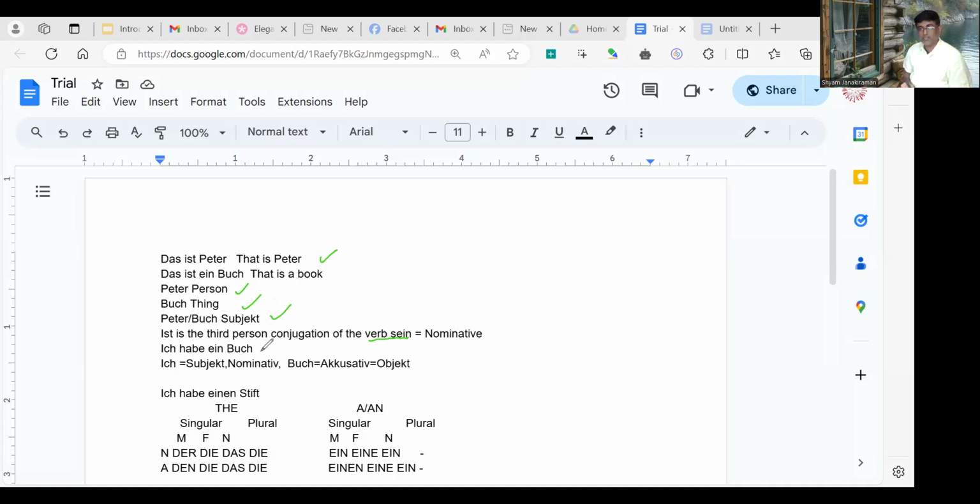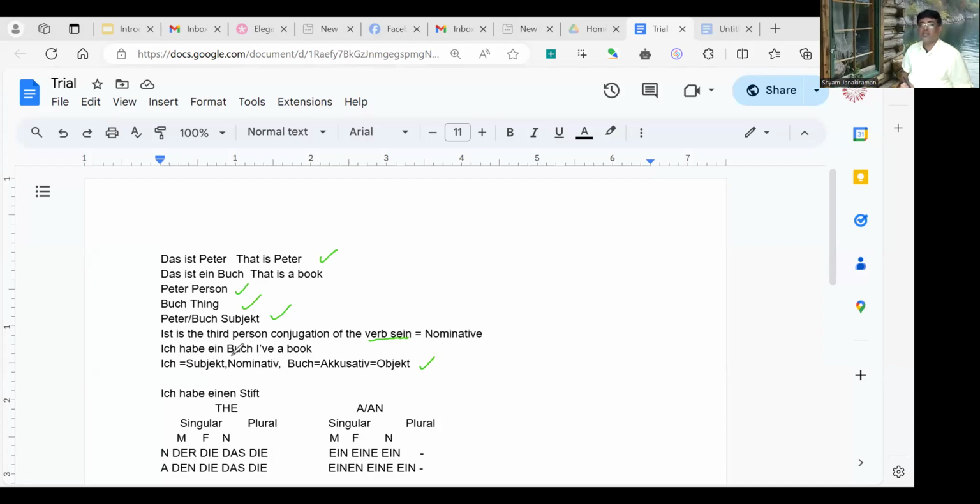Let's take another example. I have a book: Ich habe ein Buch. So in this case, I is the subject, which is nominative, and book is the object, which is accusative. So this is also considered, it's having the verb haben, which takes the accusative form.